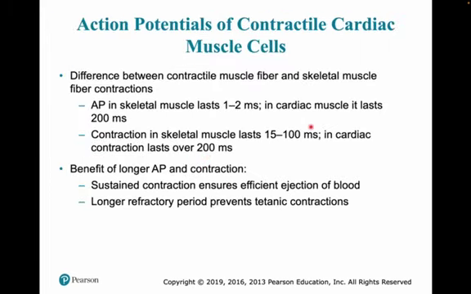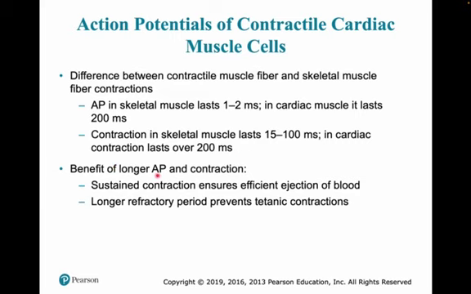Now, what is the difference between the skeletal muscle fiber contraction and this contractile muscle fiber contraction? AP in the skeletal muscle lasts for a really small time, 1 to 2 milliseconds, but in a cardiac muscle cell it can last up to 200 milliseconds. Contraction in the skeletal muscle lasts for 15 to 100 milliseconds. In cardiac contraction it lasts over 200 milliseconds.